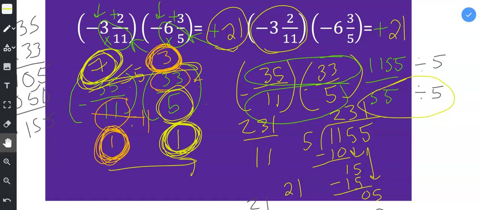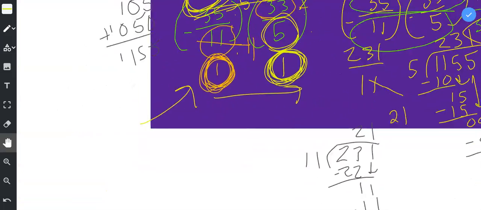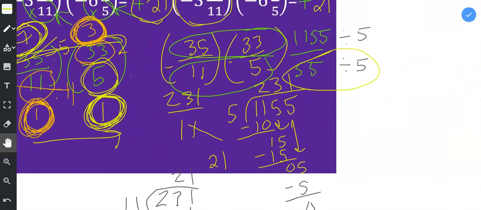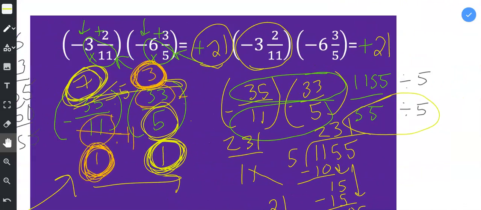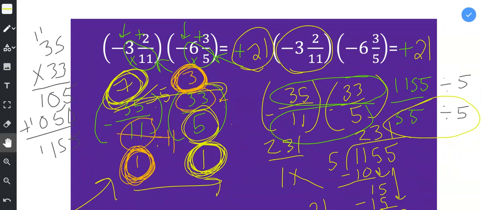But I'm trying to show you that generally I find this to be easier, to reduce first and then multiply. Look at all the extra work that I had to do with multiplying over here and then dividing over here. It was messy and a lot of work. This part on the left, this was a lot easier. So the answer is positive 21.